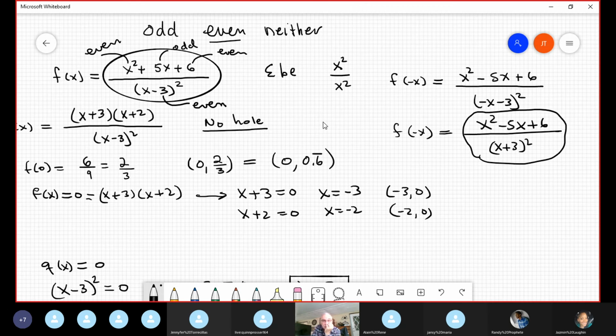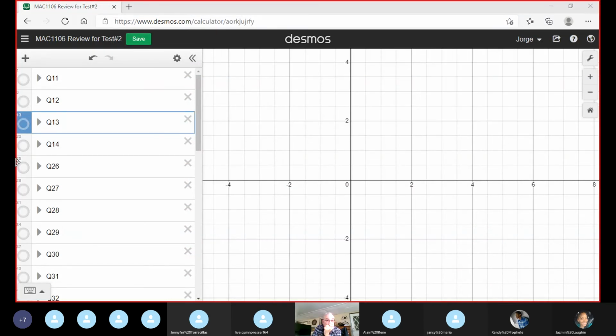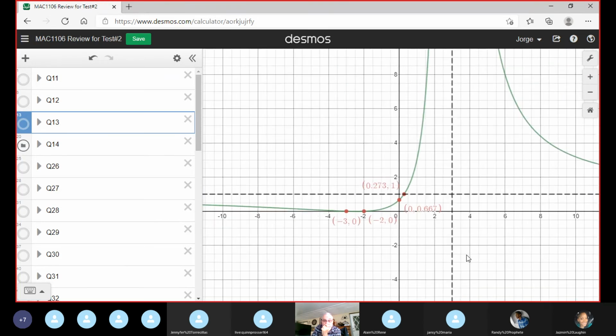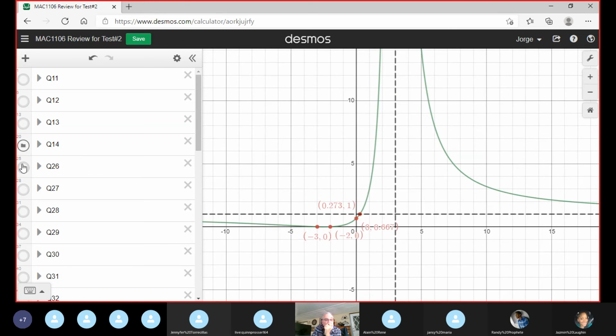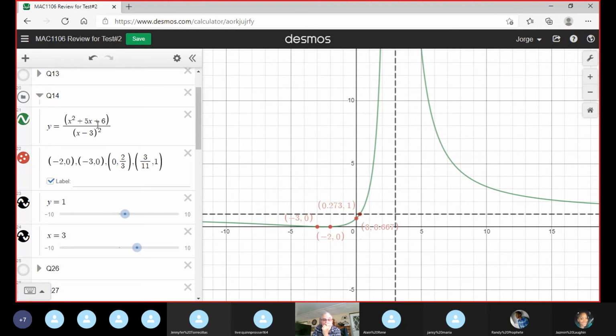Let's move on to Desmos to see the graph. Okay, let me share Desmos. Switching to Desmos. There you go. I suppose you see Desmos, right? We're doing number 14. Look at that. I copy the original.